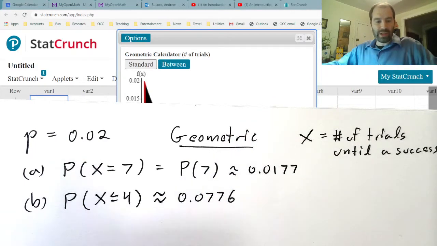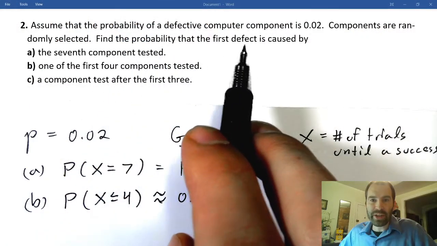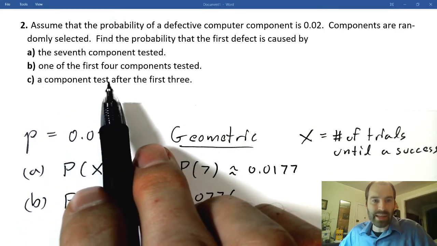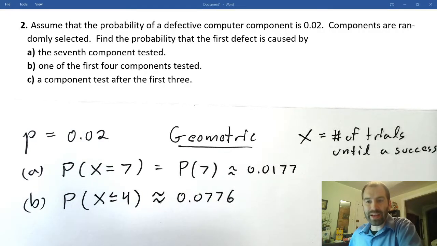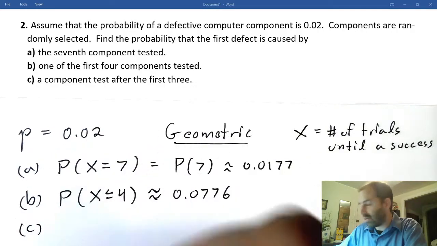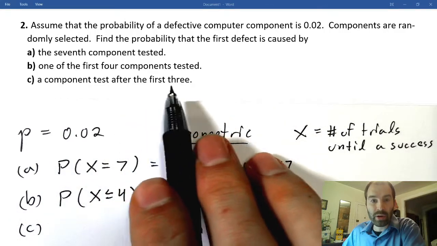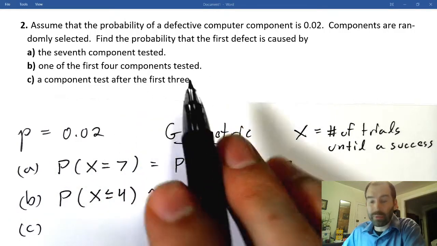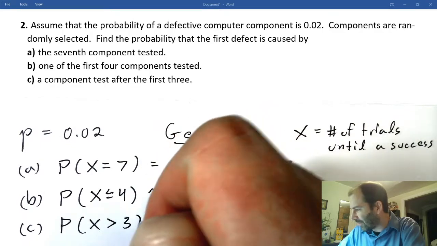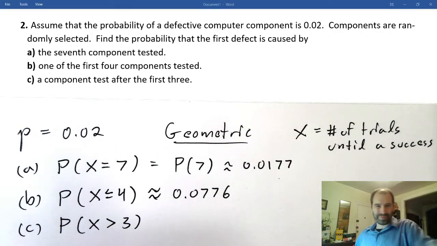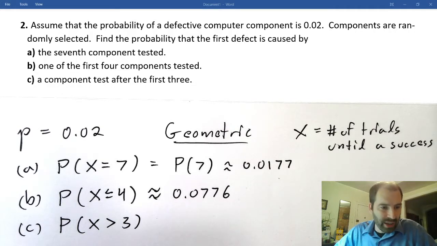Okay, let's do the next one. The next one says, find the probability that the first defect is caused by a component tested after the first 3. So that means how many tests did we do? Well, we must have done at 3 or after 3, more than 3, right? Sorry, I had a little brain fart there. Okay, after 3. After the first 3, it means the number of trials must have been more than 3.